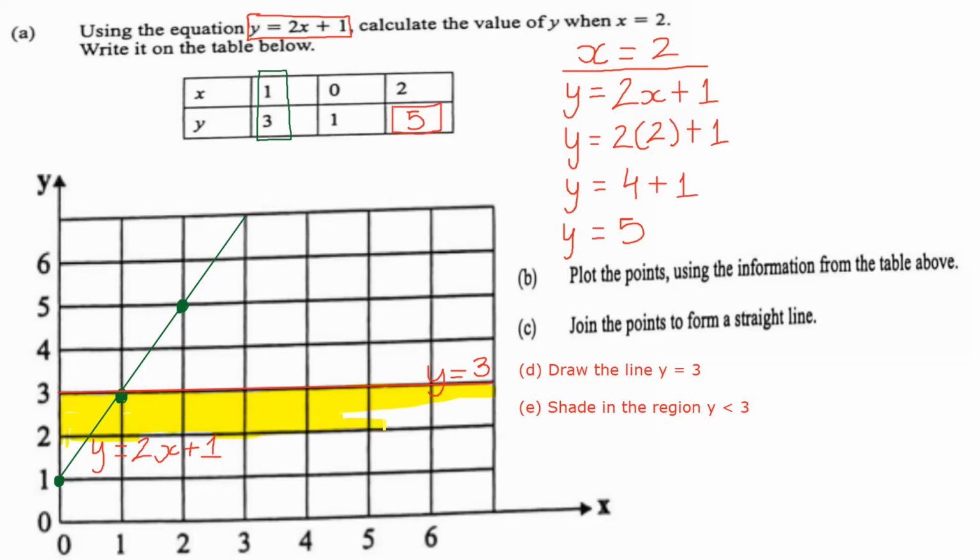Yes, sir. Why do we shade, for y is less than 3, why do we shade below? Because it is less than 3? Yeah, because these numbers are less than 3. Okay, these numbers are less than 3.